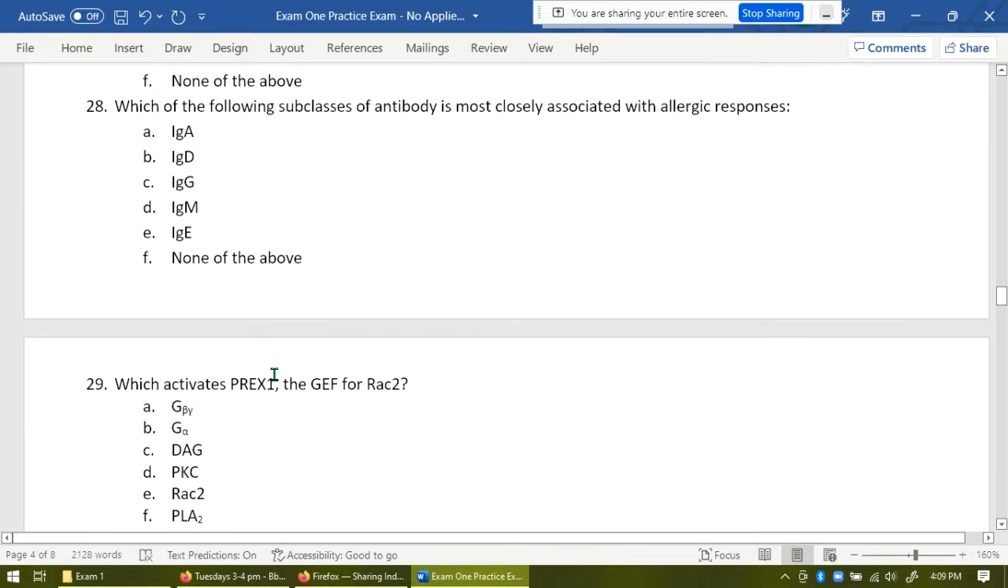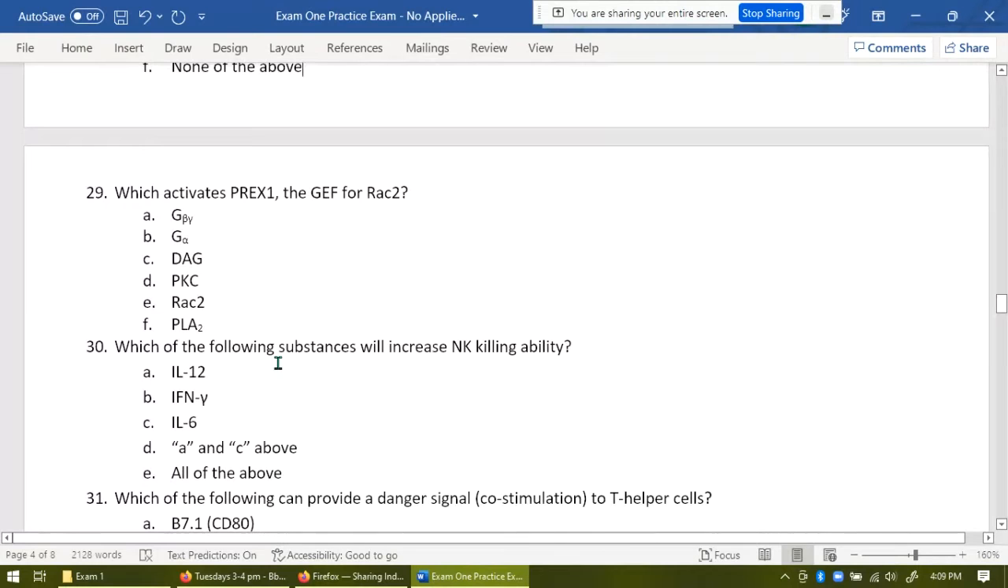Which of the following subclasses of antibody is most closely associated with allergic responses? You should just know that this is IgE. That's something that you should know. You need to know your antibody classes, okay? So SI Slideshow 4 is going to help you out with that one.